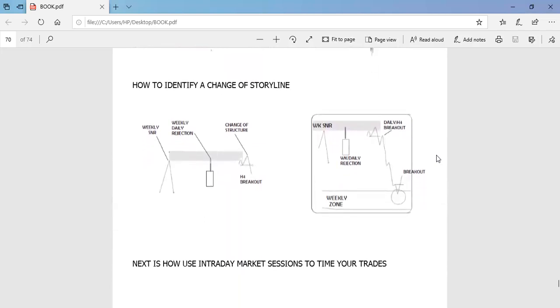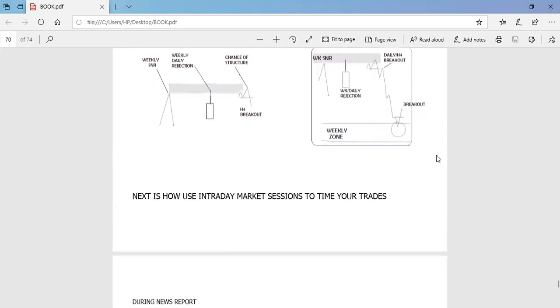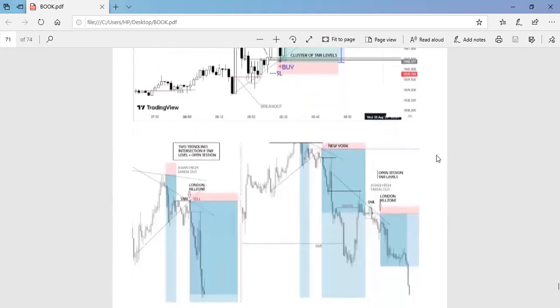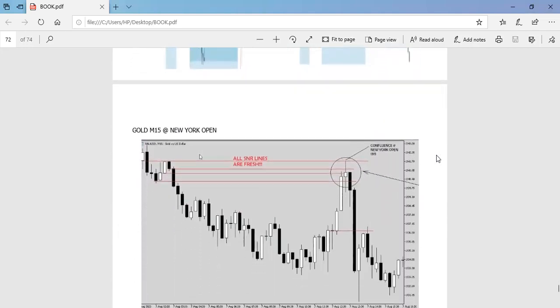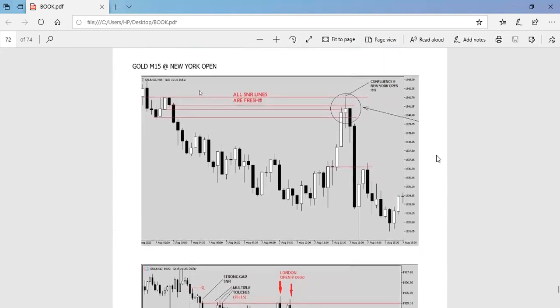How to identify a change of structure. I'm going to add more to this place: how to identify a change in market structure using your storyline. I've come up with another, more juicy pack. So let's go straight to that point.